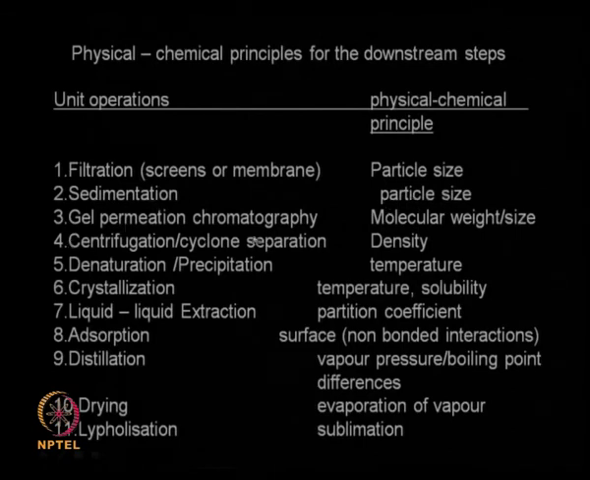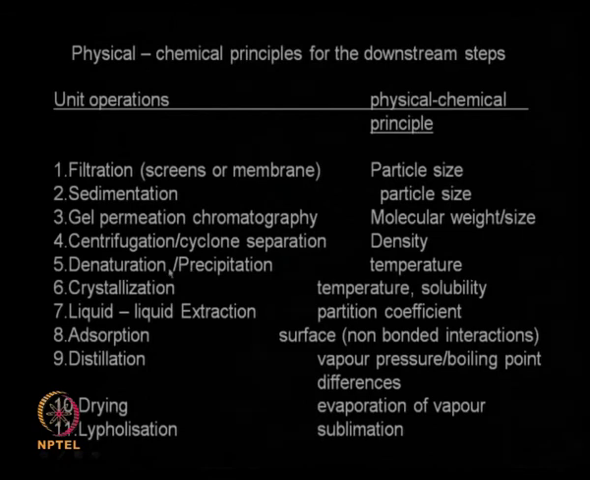Now, let us look at something called gel permeation chromatography. This depends upon the molecular weight of the various components present. Larger molecular weights get separated from smaller molecular weights, larger sizes get separated from smaller sizes. So, gel permeation chromatography is based on this concept. Let us look at centrifugation or cyclone separation, that is based on density. The density difference drives the operation.